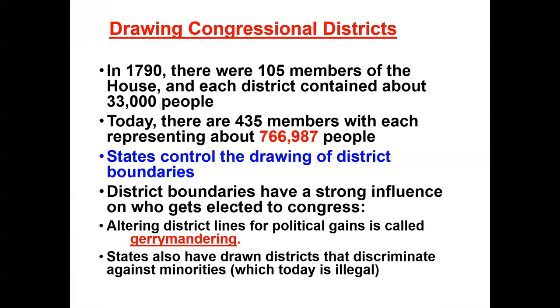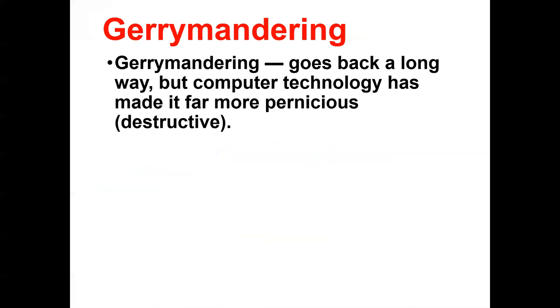States also have drawn districts that discriminate against minorities, which today is supposedly illegal. So many places where language minorities were turned into places where white people were the majority. And that was a fair explanation. Yes, I will show you the map exactly what you are talking about. Just bear with me. The next slides we will cover.